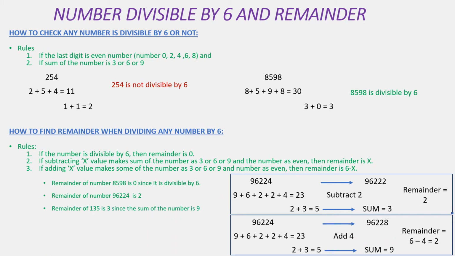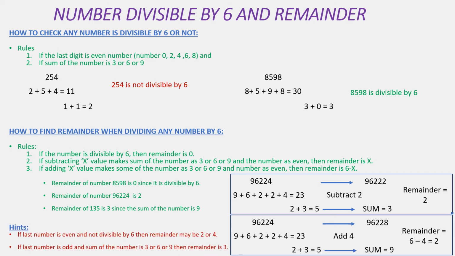And the remainder of 135 is 3 since the sum of the number is 9. Hints: if the last number is even and not divisible by 6, then the remainder may be 2 or 4. If the last number is odd and the sum of the number is 3 or 6 or 9, then the remainder is 3, as for the remainder of 135.